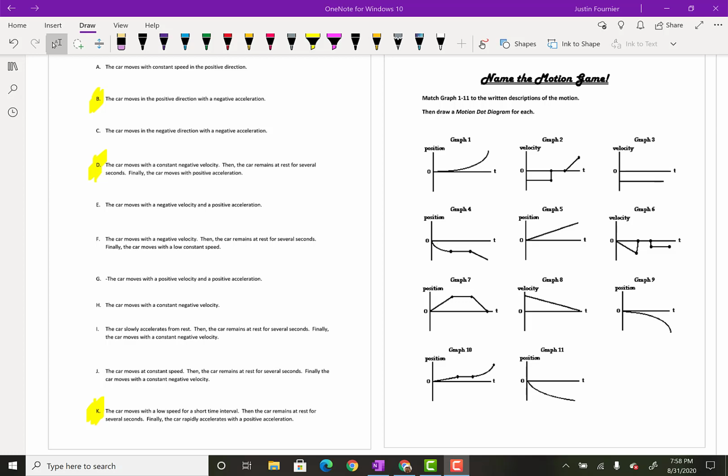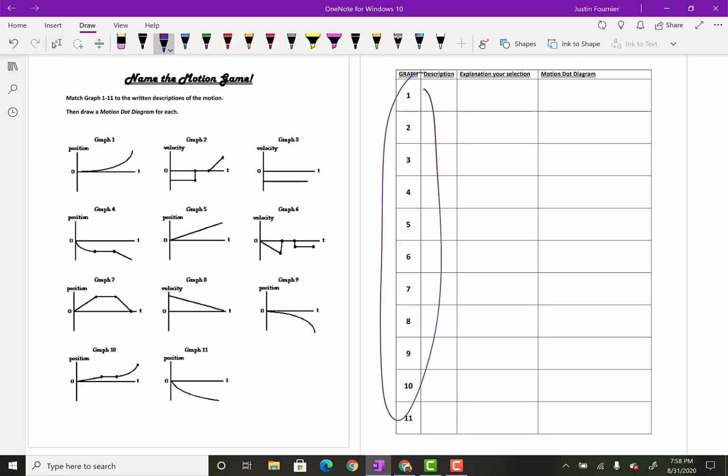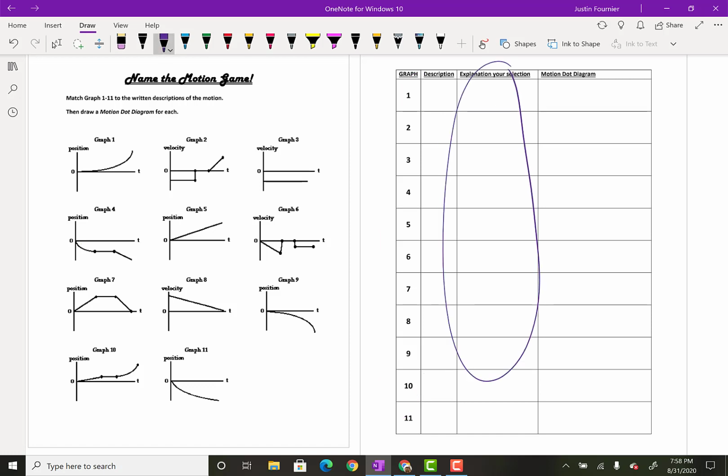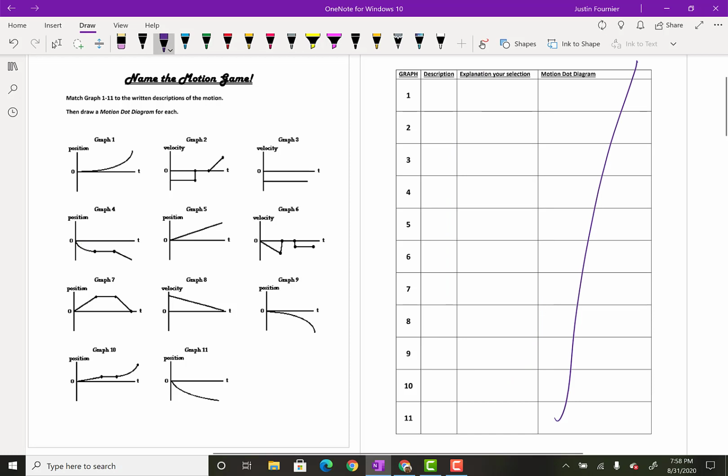Alright guys, so I've been asked to do just a few example problems on this Name That Motion activity, so that's what this video is going to be. I'm going to do descriptions B, D, and K. The goal is to match these descriptions with the graphs over here. Once you've got that, here are the graph numbers, and you're just going to write the descriptions right inside. Make sure you write your explanation as well. Remember, you don't have to do the motion dot diagram, so don't worry about that part.